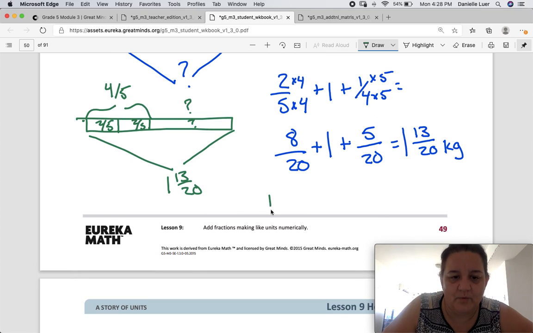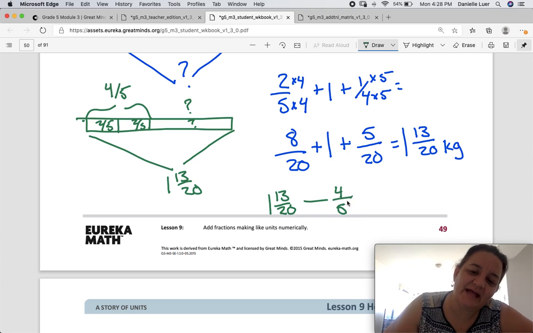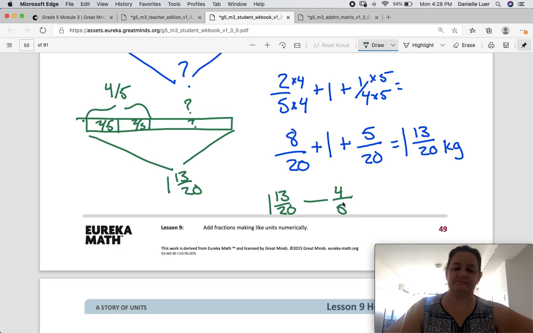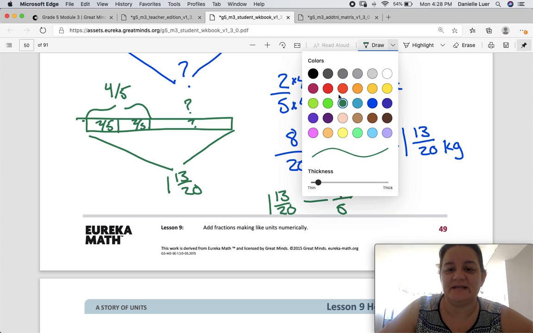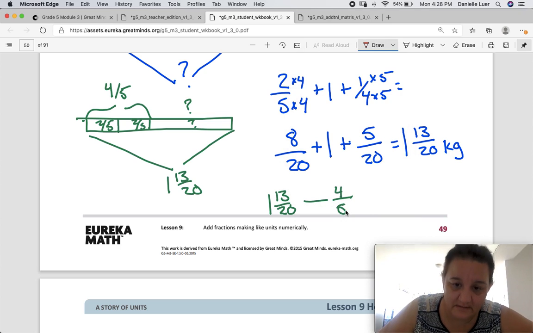So it would be 1 13/20 minus 4/5. Oh my gosh, that's subtraction. That's why it's an extension problem. So what do we need here? We need a common denominator, right? So let's multiply 5 times 4 to get 20. Let's do that, 4. And then we're going to make this 16/20. So we have 1 13/20.